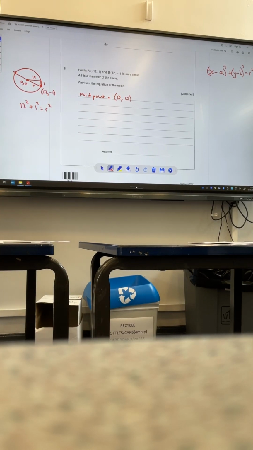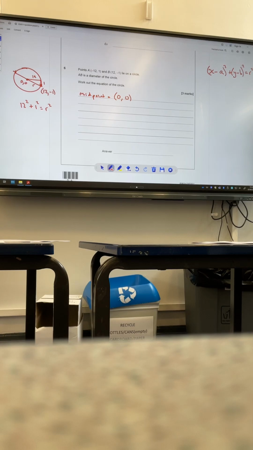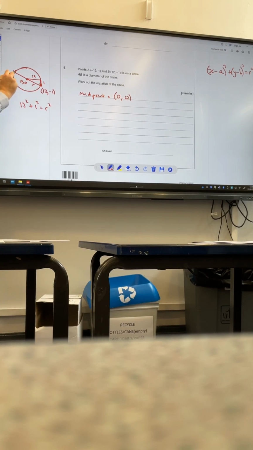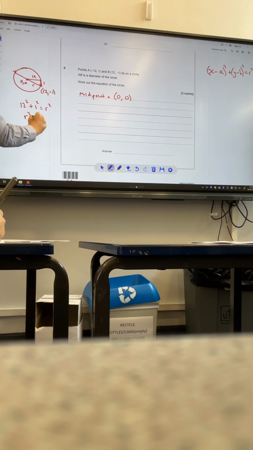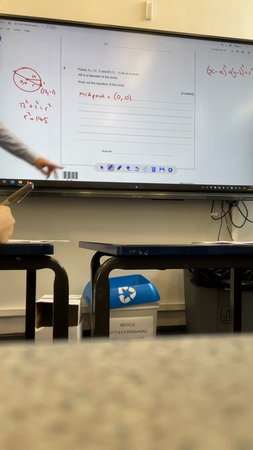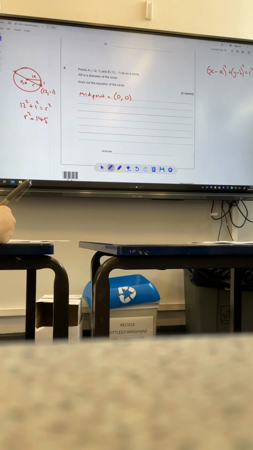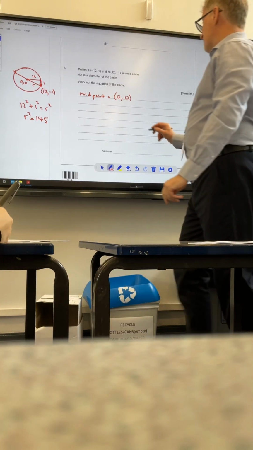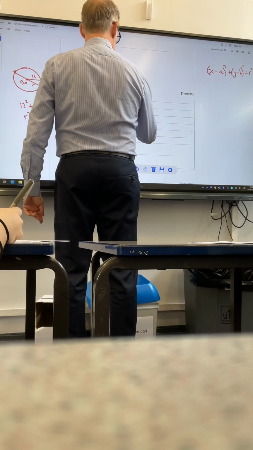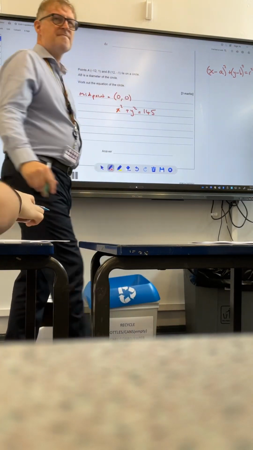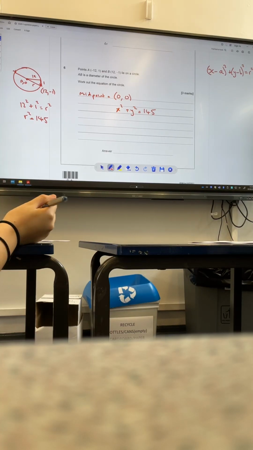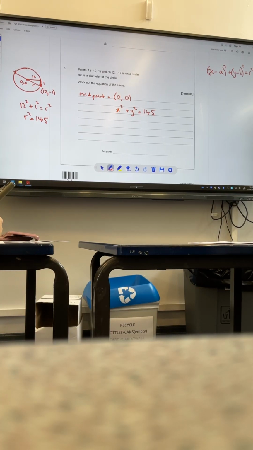From 0 to there. We could have done from there to there and then just halved it at the end. You then get r squared equals 145. And you don't need to square root it because the equation of a circle has r squared on the end. So your equation is actually going to be x squared plus y squared equals 145. Don't need to square root it because r squared is the last part of your circle equation.